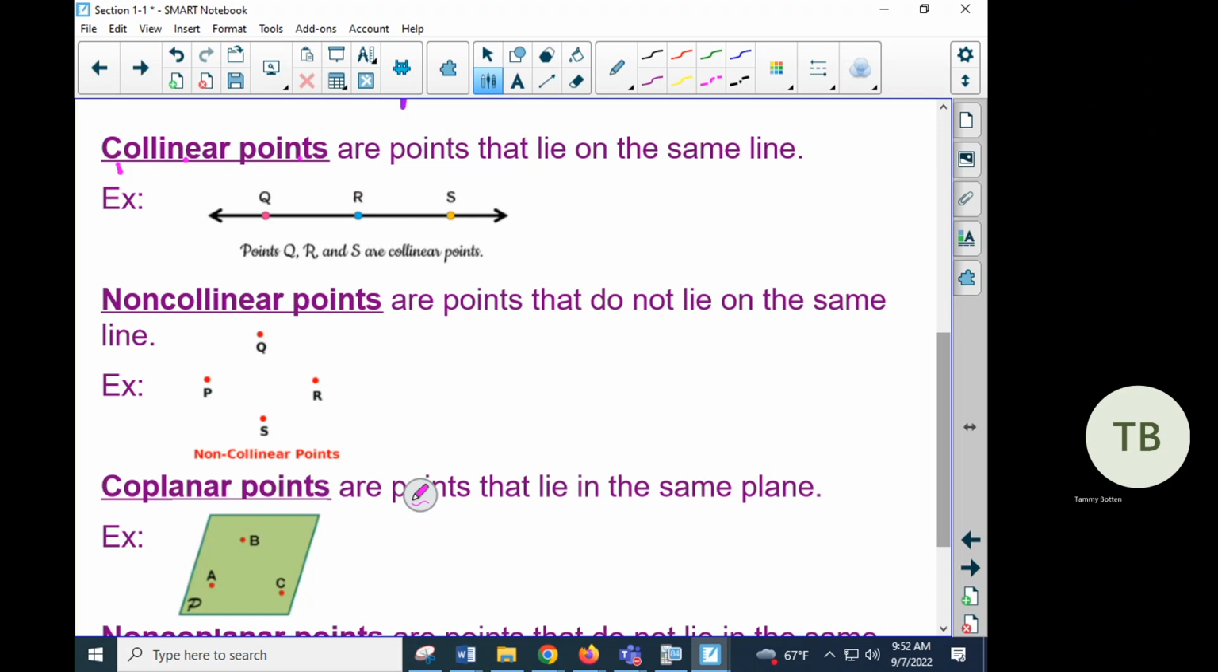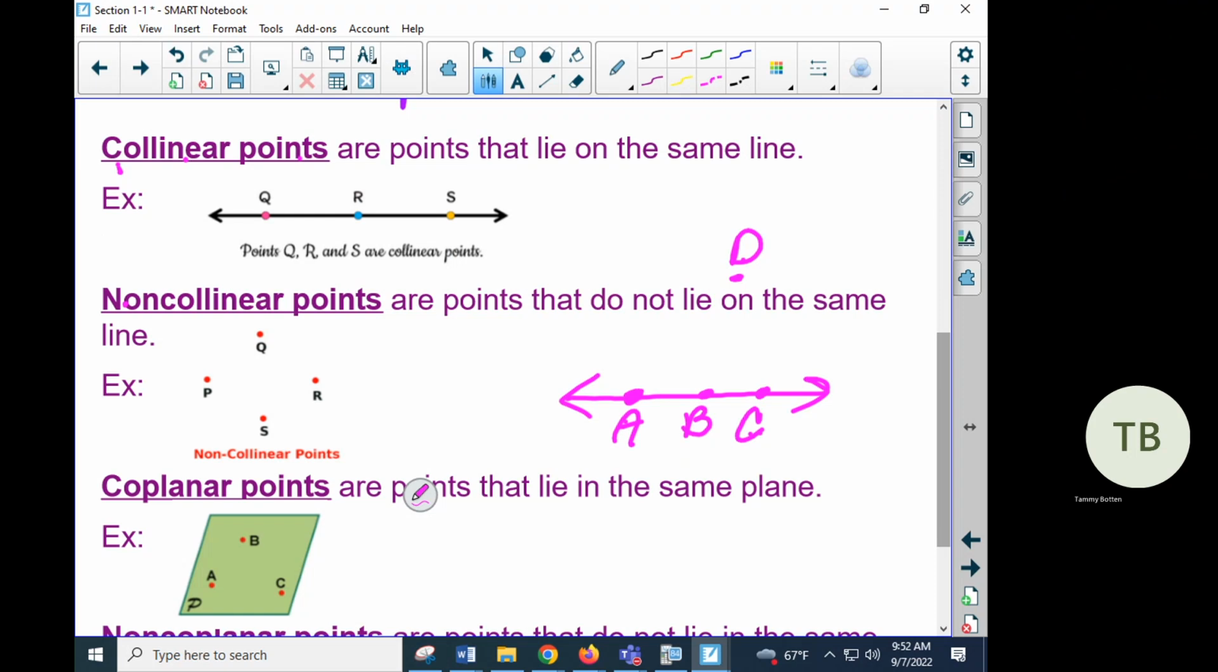Non-collinear would be points that are not on the same line. Okay, so if you look, I could draw A, B, C, the D up here. Okay, A, B, and C would be collinear because they're on the same line. But if I say D, D is not on the same line with any of these. So if I said, are points A, B, and D collinear? It's no. If D is in there, it's no. So if I said, are C, B, and D collinear?